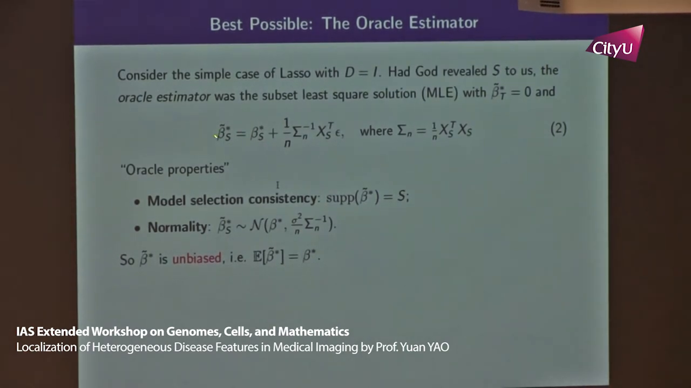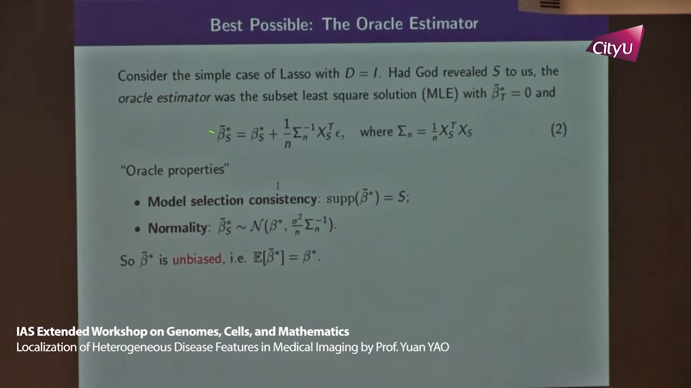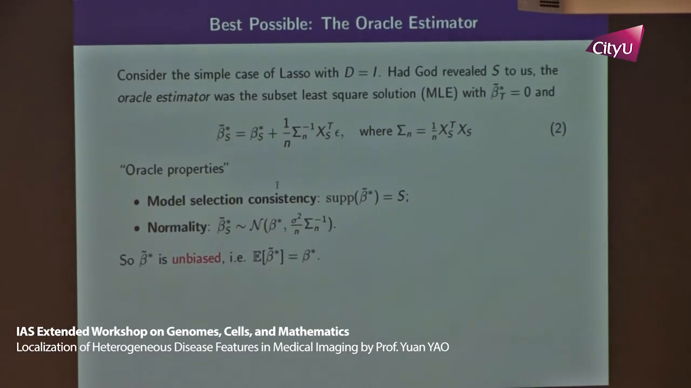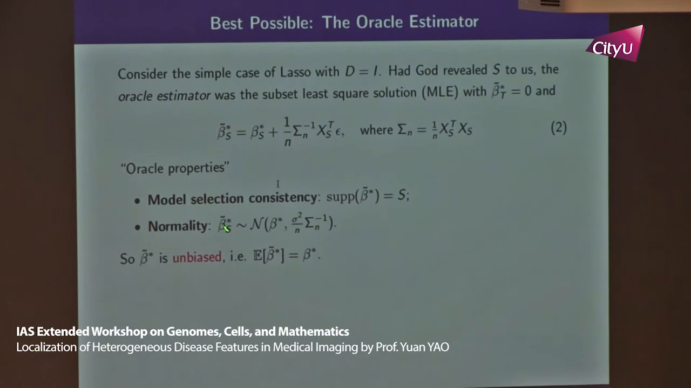This oracle estimator is essentially the true parameter plus certain high-dimensional Gaussian noise, such that this estimator has the mean equal to the true parameter, and the variance-covariance matrix is given by this one. Sigma denotes the noise level, so we have a normal distribution for this estimator. In particular, because the mean of this oracle estimator is beta star, we call it unbiased, because the expectation of this oracle estimator equals the true parameter. So that's the best you can do.